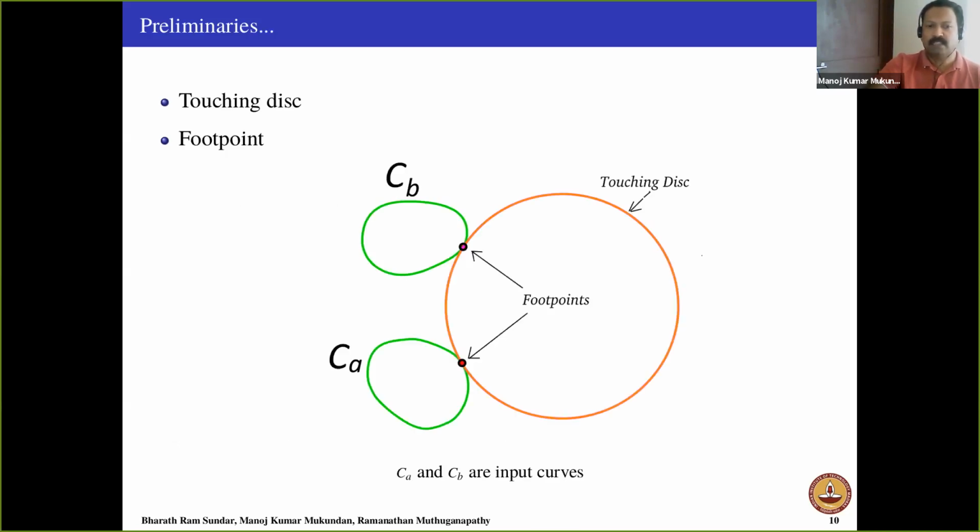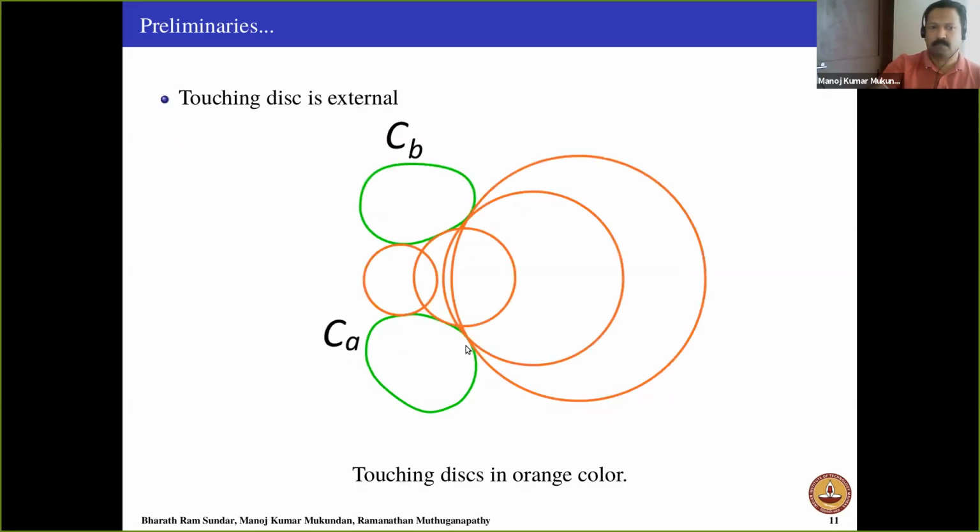When a disk is tangential to a curve, the point on the curve that just touches the disk is called the foot point, and the disk is called the touching disk. The touching disks we discussed do not contain the curves or portions of curves to which they are tangent. So in the Voronoi diagram, touching disks are external to the input curve to which they are tangent.